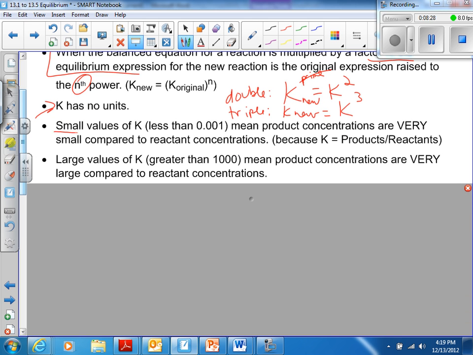All right, if K is very small, since K is products over reactants, that means the products are very, very small compared to the reactants. It's important to just keep that in mind. If you see very large values of K, remember, K is products over reactants. So if K is really large, products are really large compared to reactant concentrations.